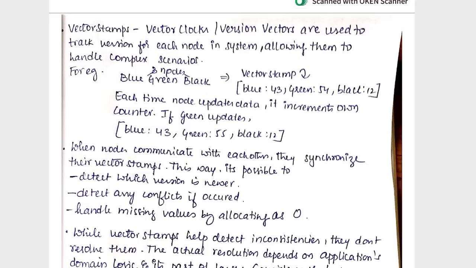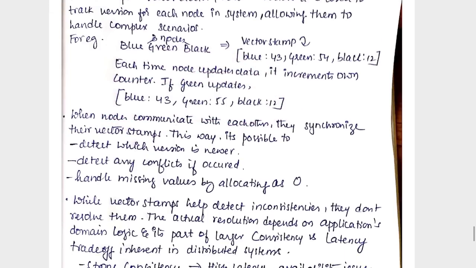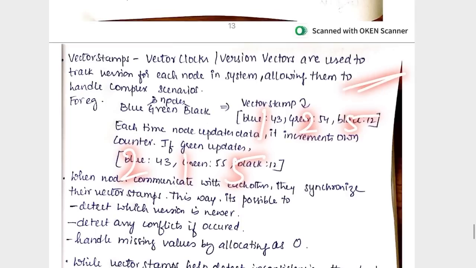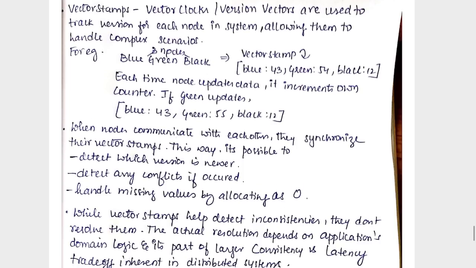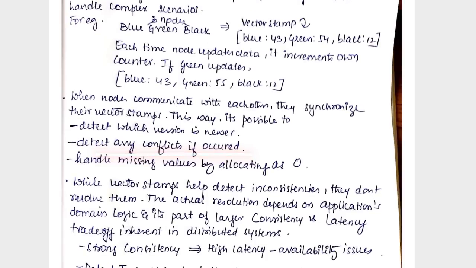This way it is possible to detect which version is the newer version. If one version has all counters greater than or equal to another version, we can say that it is a newer version. So we'll select this. Next we have detecting any conflicts that occurred. If the stamps have counters that are each higher than the other in different positions, we can say that a conflict has occurred. For example, blue is 1, green is 2 and black is 5, and here blue is 2, green is 1 and black is 5. This indicates that both green and blue nodes have updated the data independently, and thereby it has led to a conflict. So again, we can detect conflicts by making use of version stamps.